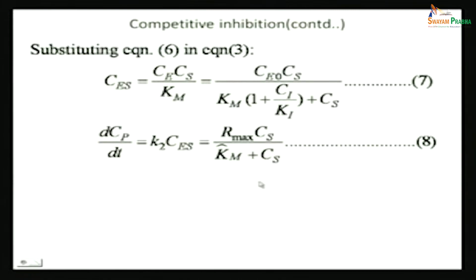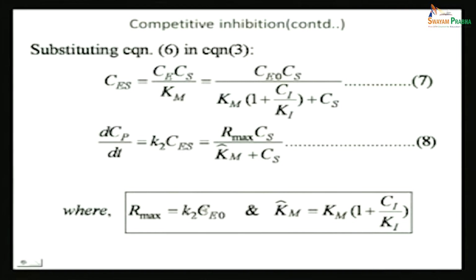Which means that your Rmax is still the same in competitive inhibition, but your Km has changed. I think you said this before at the end of the class, that once your Km increases, then you can inhibit. That was your prediction, and it turns out that is correct. Is Km going to increase here or decrease? It is going to increase very clearly, because Ci and Ki are both greater than 0. Therefore Km hat is greater than Km, so we will be able to inhibit.